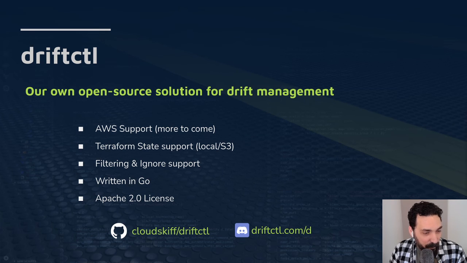So basically, what we talked about is drift control. We created this open source solution in Go. It's released under an Apache 2 license. We have AWS and GitHub support, which means that if you manage your Git repos, teams, and memberships using Terraform, we detect drifts the very same way that we just showed using AWS. We have Terraform state support for local states, S3 states, HTTP backends, authenticated or not. Even if you have thousands, hundreds, billions of states, it should work.